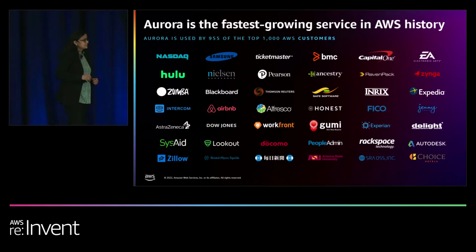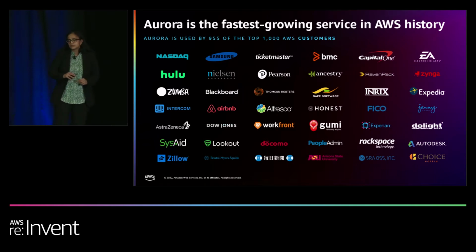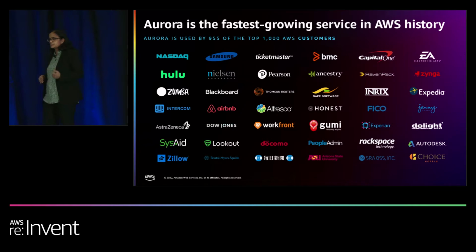Aurora is the fastest growing service in AWS history. It's used by almost all of the top 1,000 AWS customers across industries, including financial services, telco, gaming, retail. Across all the industries, Aurora is a very, very popular database.